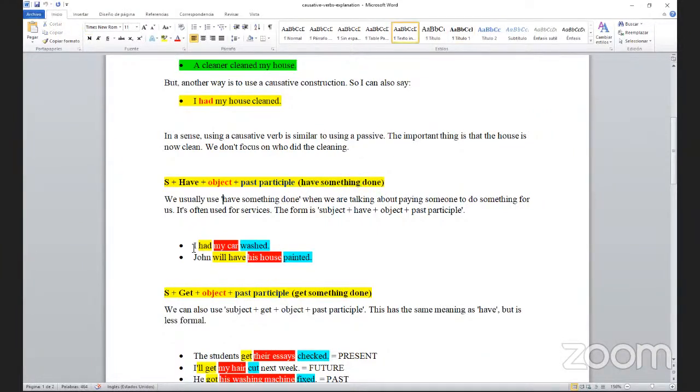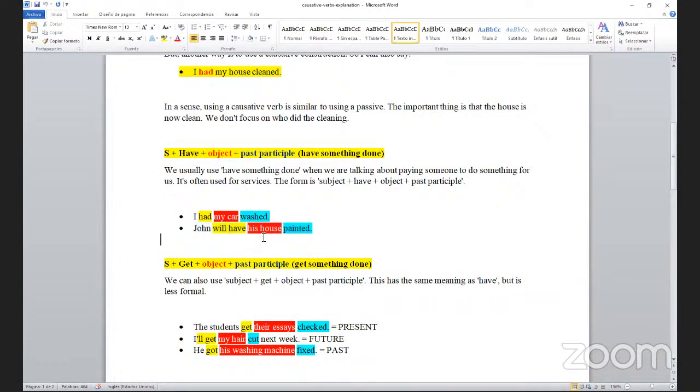For example, here, I had my car washed. In this case, I am using the verb in the past, right? And I can use the verb have in any tense, for example past, future, present perfect. So I had my car washed. I am respecting the rules: subject, have, the object, past participle. If I want to do it in the future, John will have his house painted. It means that somebody else paints his house.